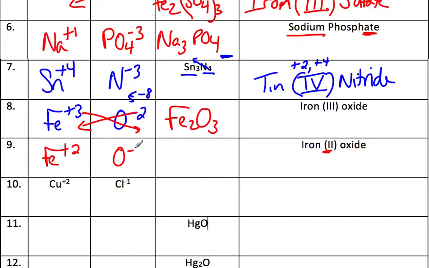Over here, iron's making a plus 2. Gotta love Roman numerals. Plus 2, negative 2, that's a 1-to-1 ratio. Iron says take 2. Oxygen says that's perfect, I need 2. And they make a 1-to-1 ratio. Don't write the little 2's down here. 1-to-1.